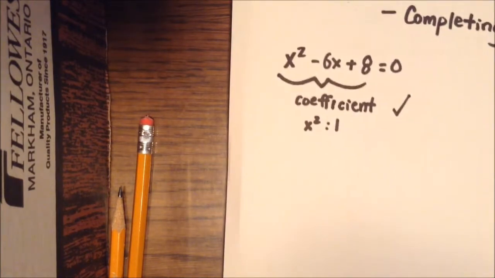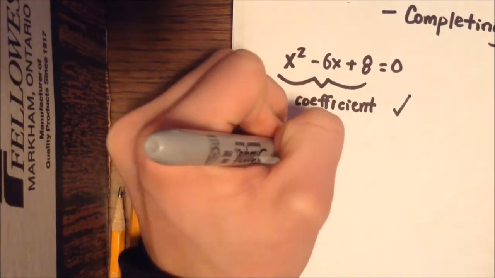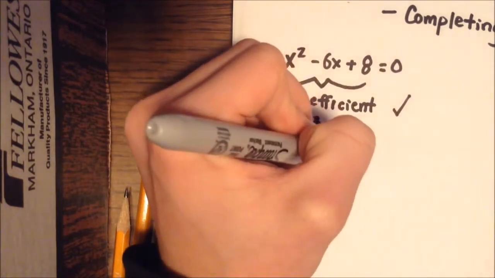So the first thing I want you to do is write out the equation, but give yourself a little room between the 6x and the plus 8, and do the same between plus 8 and equals 0.